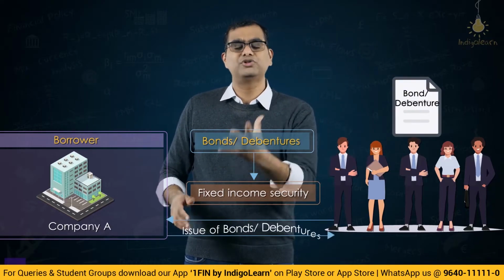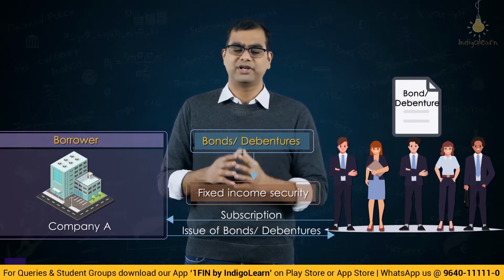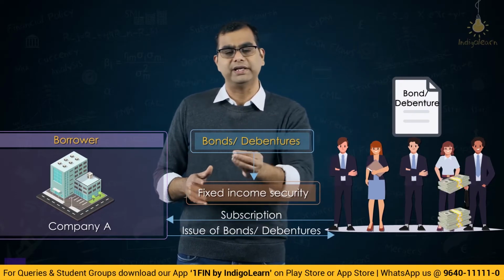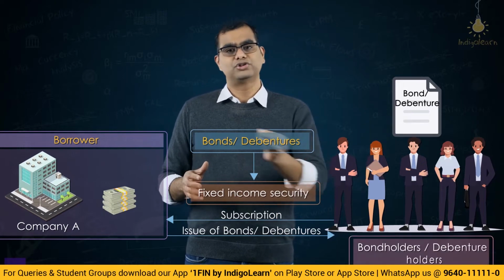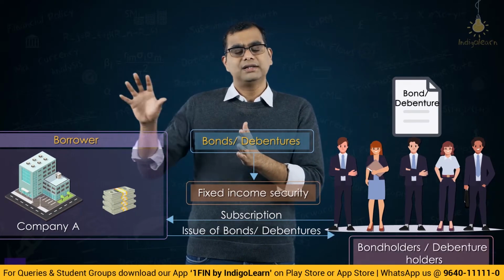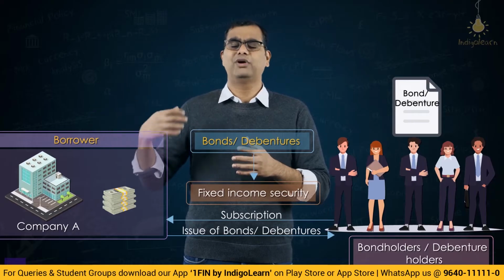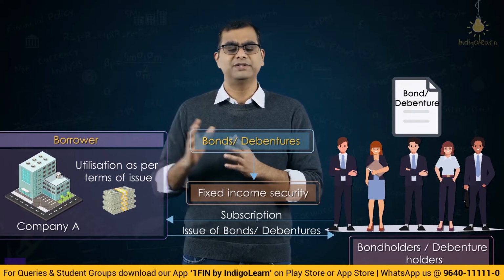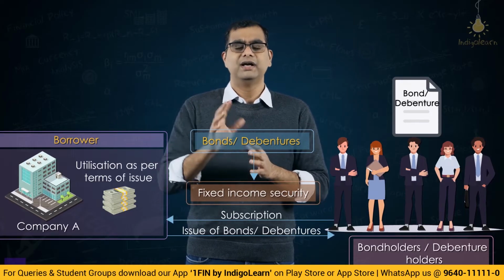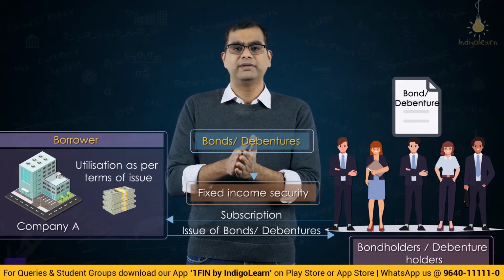They issue them to the public. The public subscribes to the bonds or debentures just like they subscribe to equity shares, and then they give the money to the company. So the money comes from the bond holders or debenture holders to the company, and the company uses that money for whatever purpose it intends to, let's say working capital or a long-term project or any specific purpose that it indicated in the terms of the issue of this bond or debenture.